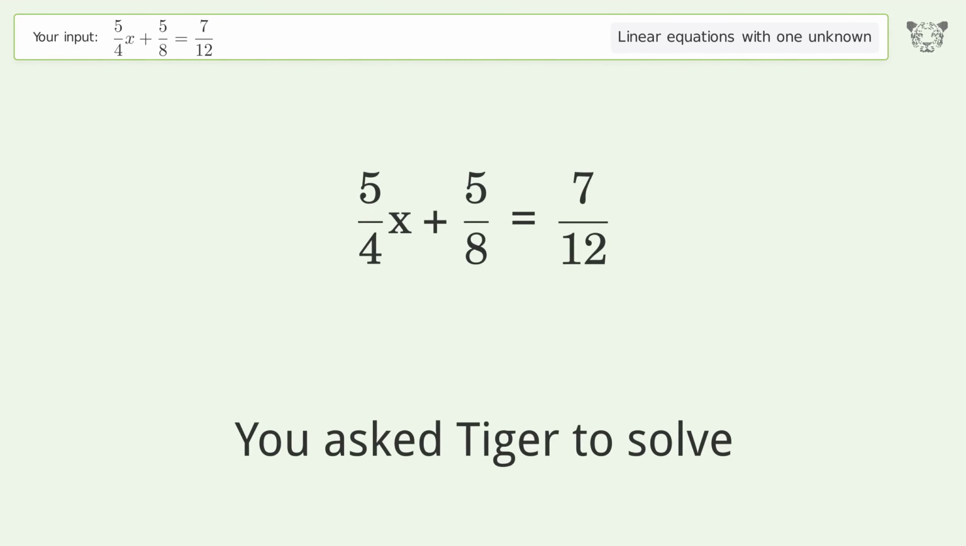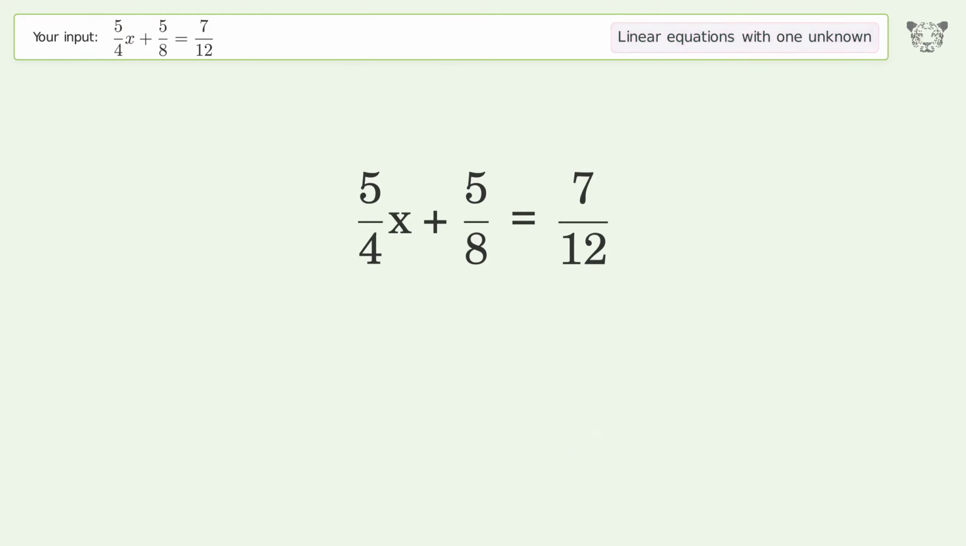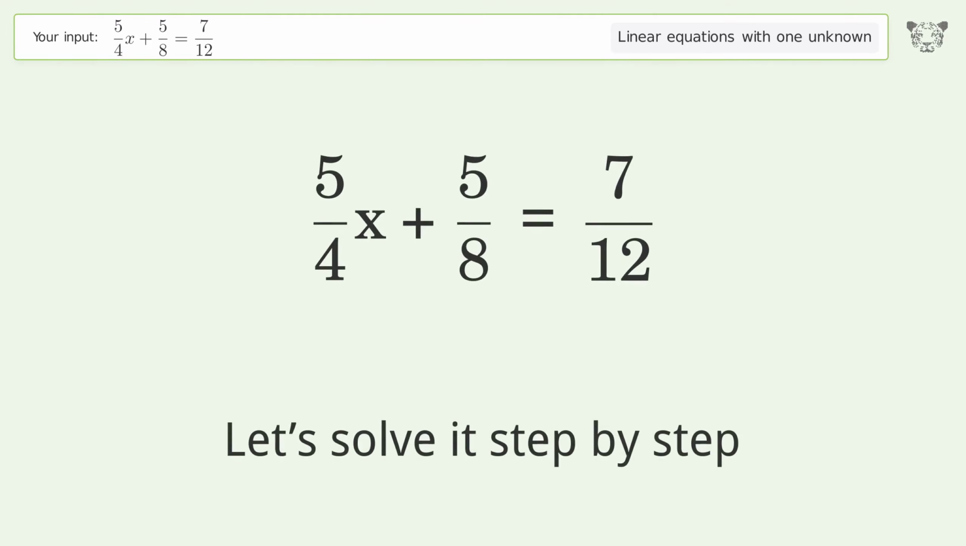You ask Tiger to solve. This deals with linear equations with one unknown. The final result is x equals -1/30. Let's solve it step by step.